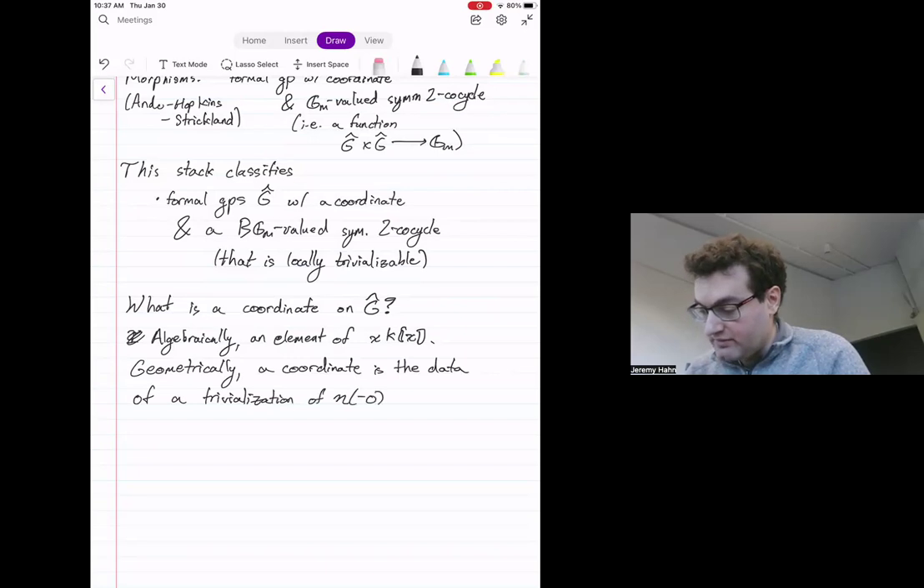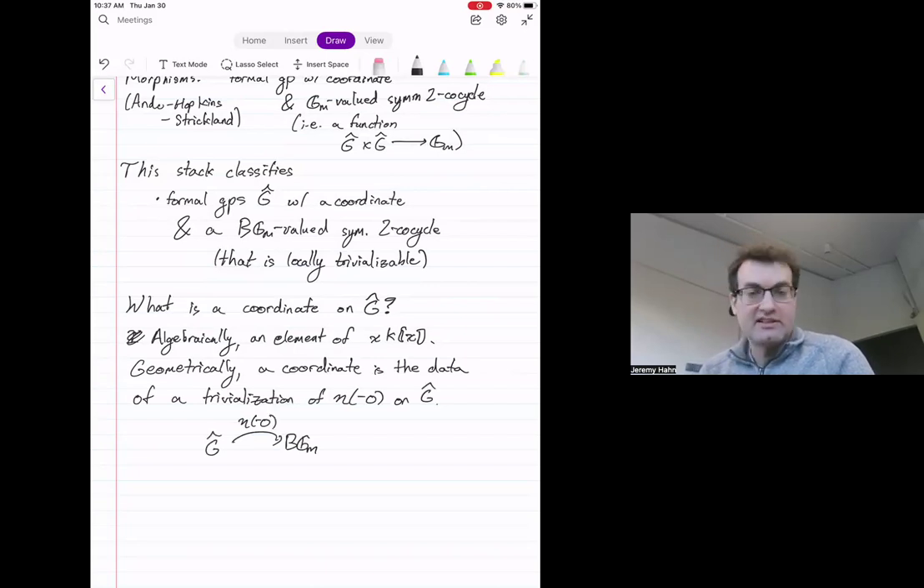The line bundle of functions that vanish at the origin on G hat. So you have your G hat, you have your BGM. This is the line bundle of functions that vanish at the origin. In other words, x k[[x]], not an arbitrary power series. It has to vanish when you plug in 0. And we have the trivial bundle, and we have a trivialization.